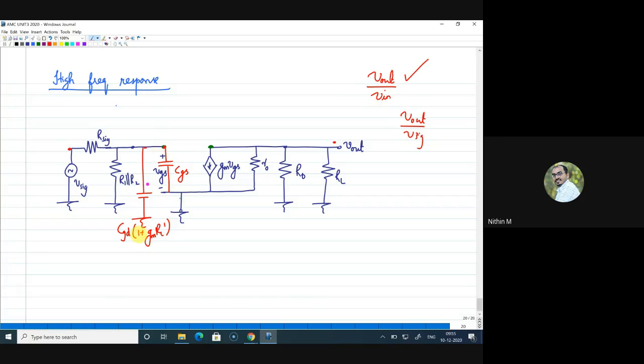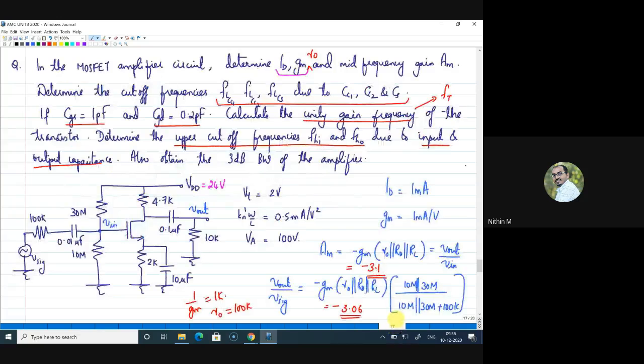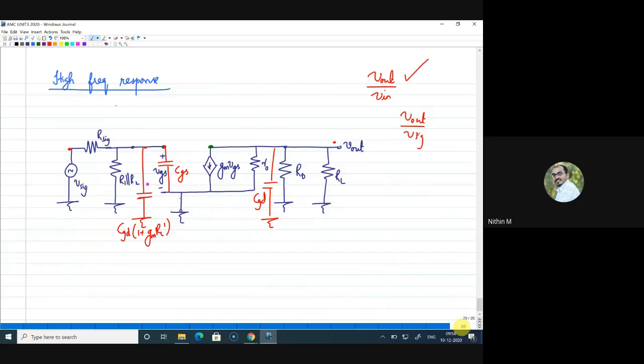Right. So this is the input side, and on the output side you have this capacitance which is CGD. Now here also you can see there are capacitors on the input and output side. That is why the question says to determine the upper cutoff frequency FHI and FHO due to input and output capacitance. That means in the high frequency equivalent circuit, at the input side you have certain capacitance. So this will introduce an input cutoff frequency, I can call it FHI. Similarly, at the output side there is a capacitor and a few resistors that will also give you some cutoff frequency at the output side. That can be called FHO.